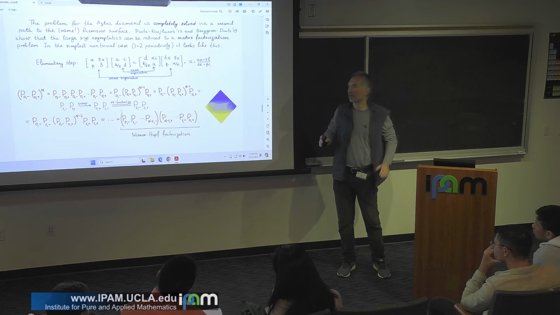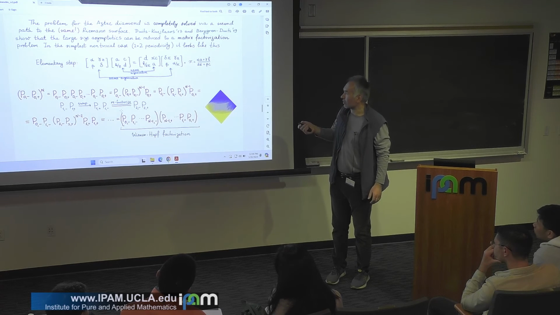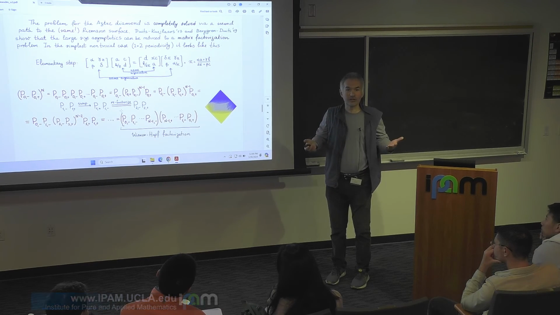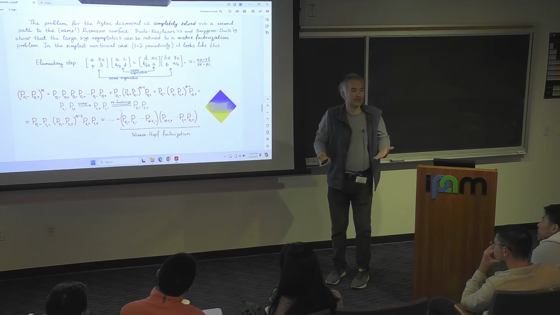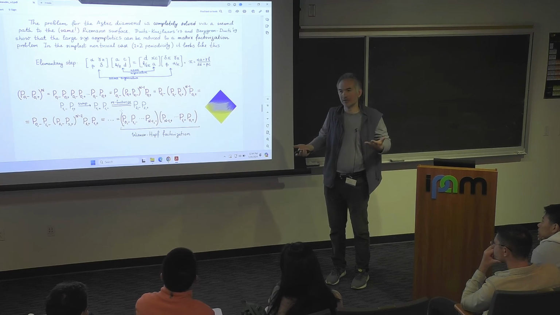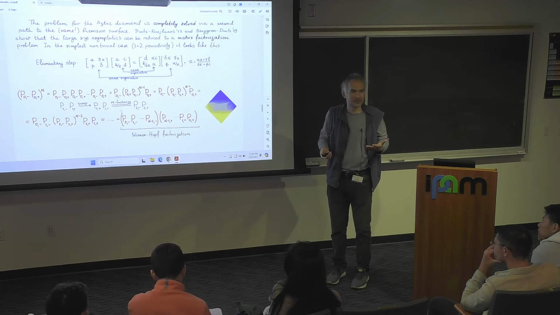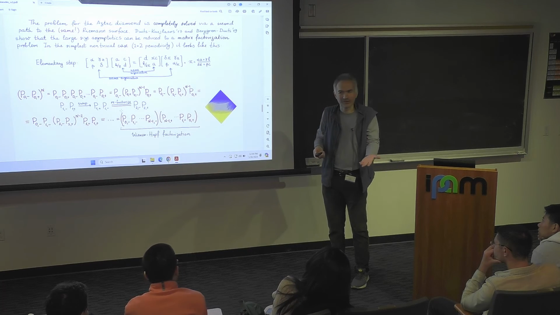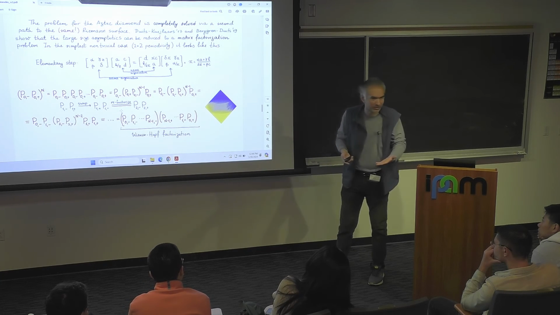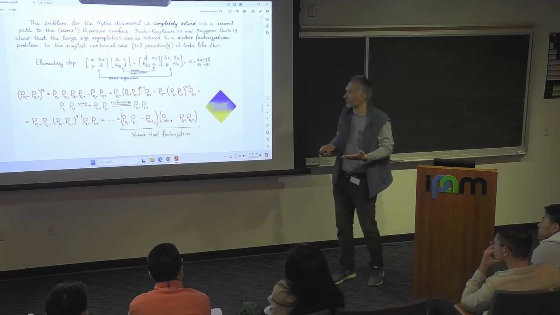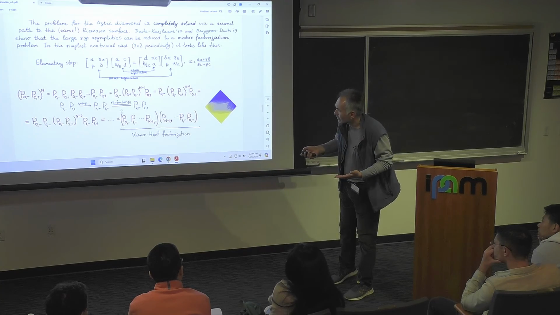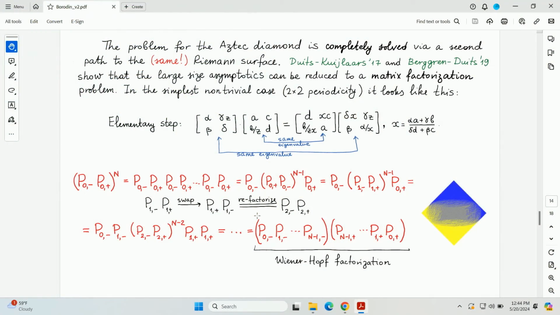This is a nonlinear map. It's not that complicated, but it's a nonlinear map. How do you iterate it? How do you describe the dynamics after 1,000,000 steps? That's what the trick is. That's what goes into the solution.